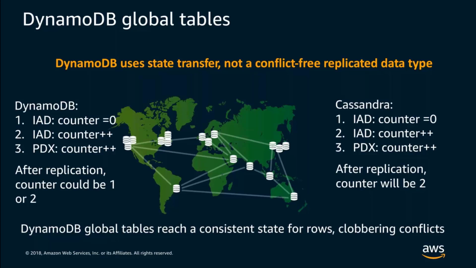So we have a situation in Dynamo global tables where we will clobber conflicts. Solutions to this include creating a new Dynamo row for each increment with a random sort key. It's not as precise, but it won't clobber.